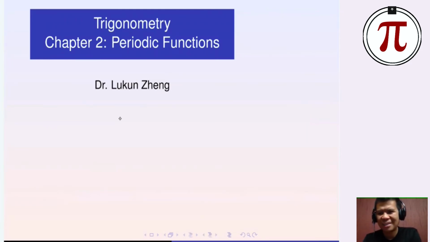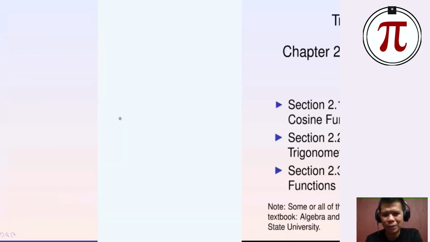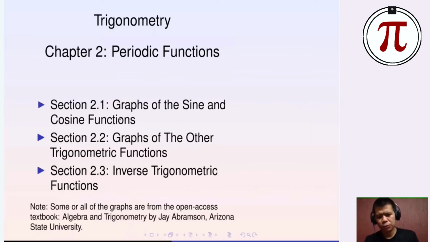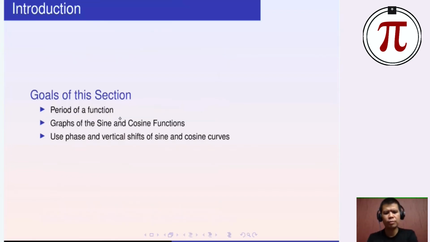All right, so in chapter 2, periodic functions. In this chapter, we're mainly going to talk about the periodicity of all these trigonometric functions, including their graphs. They have very interesting graphs. Section 2.1 is about sine and cosine. We are going to introduce the definition of the period of a function, graphs of sine and cosine, and phase and vertical shifts of sine and cosine curves.